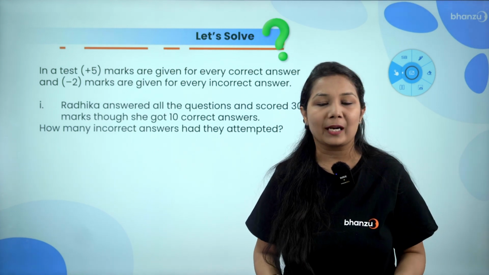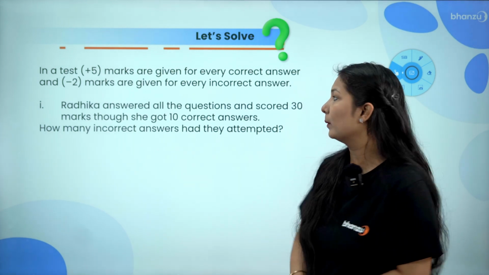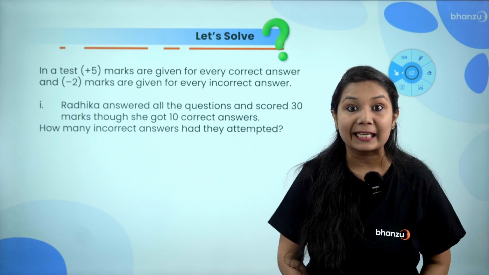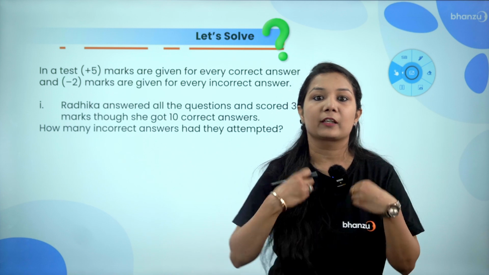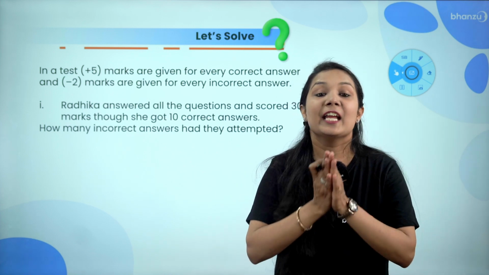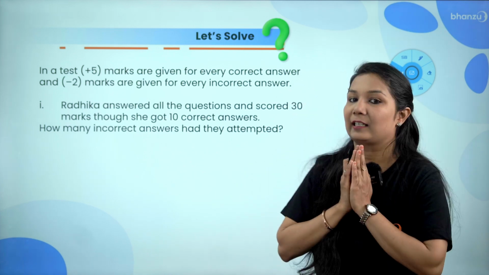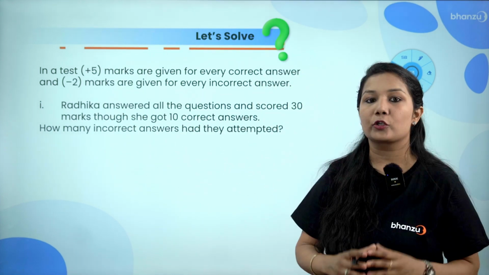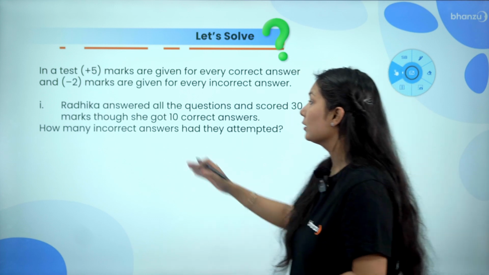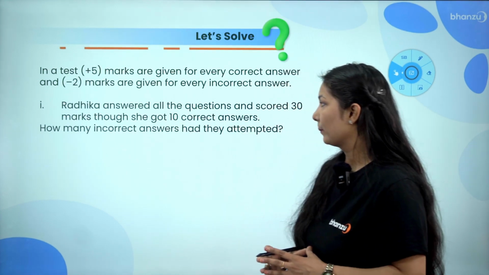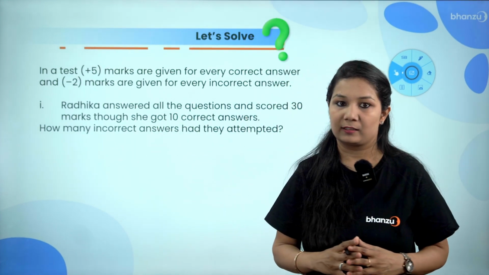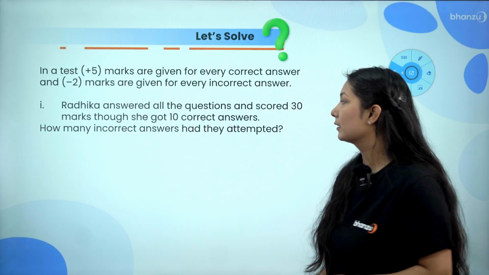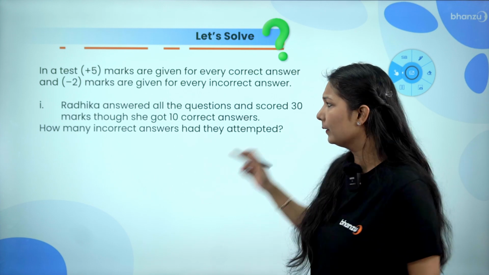Got it? So moving ahead in our session, what we have next is a very interesting word problem, right? We have solved the practice question. Now let's take a word problem for practice. In a test, plus 5 marks are given for every correct answer and 2 marks are deducted, that is minus 2 you will be getting, for every incorrect answer. So we have our friend Radhika. Radhika answered all the questions, but her score in the exam was 30 marks and she gave only 10 correct answers. And you need to discuss with me how many incorrect answers did she attempt, right?